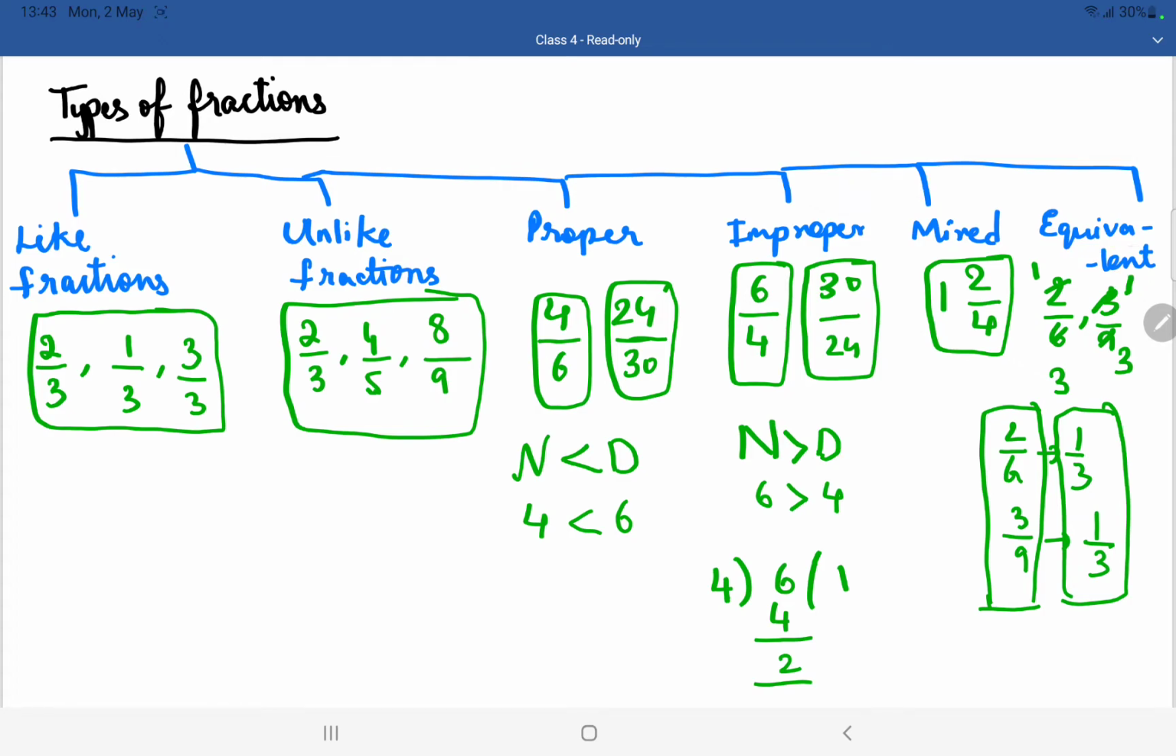So students, what is meant by equivalent fraction? Whenever you cancel out two fractions and you get the same answer, here I got 1 by 3 in both cases, then both of them are known as equivalent fractions.